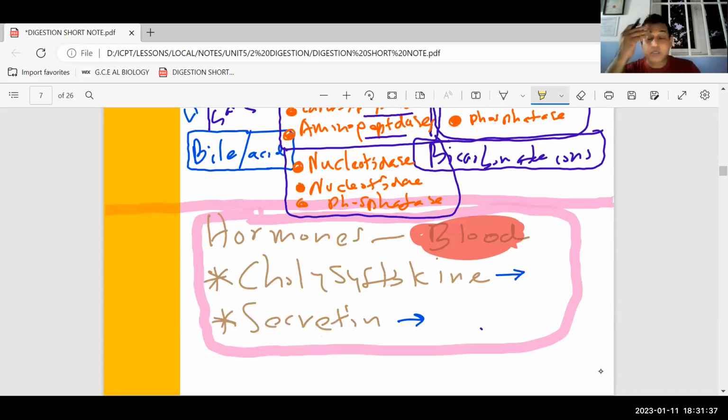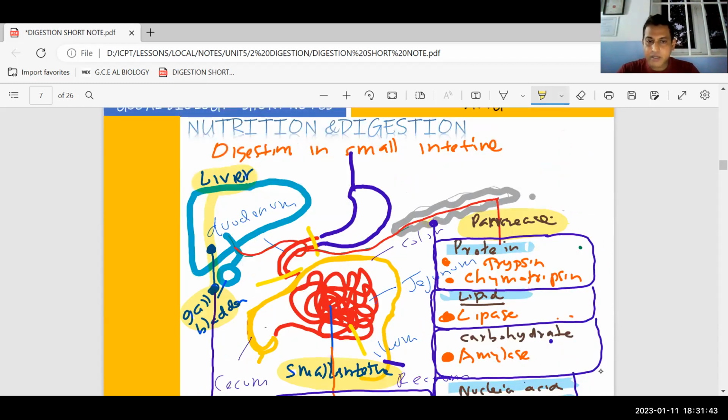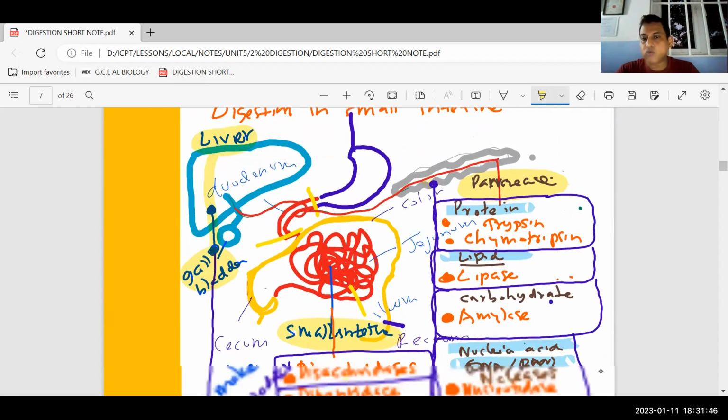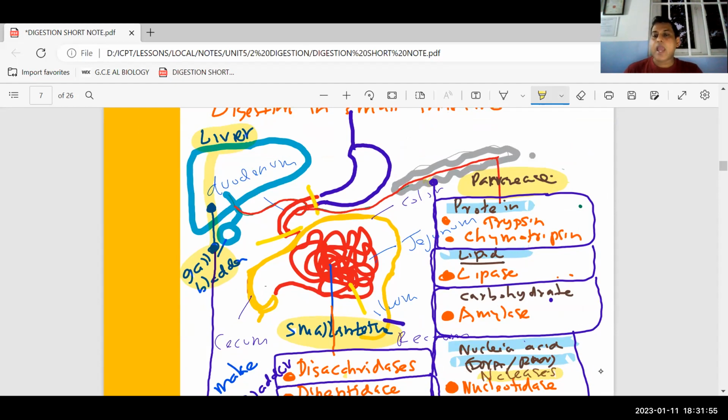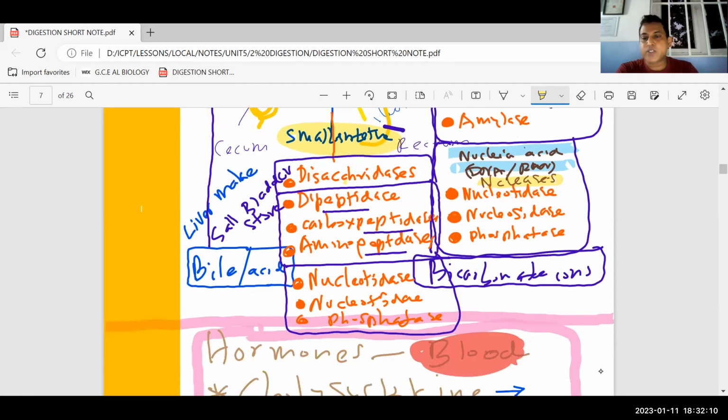hormone secretin. Right? Again, pancreas secretes amylase, lipase, trypsin, chymotrypsin, and nucleases, deoxyribonucleases and ribonucleases, to break down the nucleotide from the DNA molecule. DNA molecule breaks into nucleotide. And bicarbonate ions to neutralize the acidic chyme coming from the stomach. So that is the main role of pancreas.